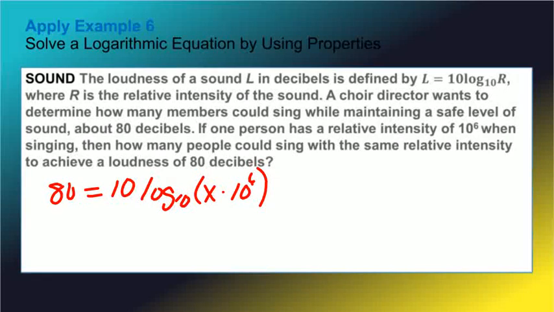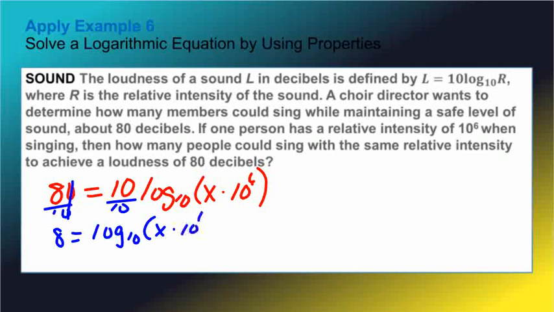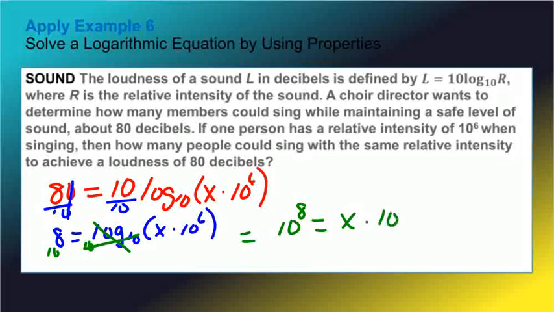To do that, let's first get this 10 to the other side by dividing by 10. That leaves us with 8 equaling log base 10 of x times 10 to the 6th. From here, to undo a logarithm, you have to exponentiate, so base 10. So now this will give us 10 to the 8th power equals log base 10 of 10. They undo each other. I'm left with x times 10 to the 6th.